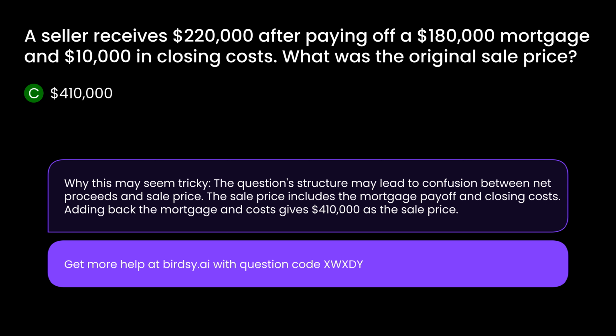Why this may seem tricky: the question structure may lead to confusion between net proceeds and sale price. The sale price includes the mortgage payoff and closing costs. Adding back the mortgage and costs gives $410,000 as the sale price.